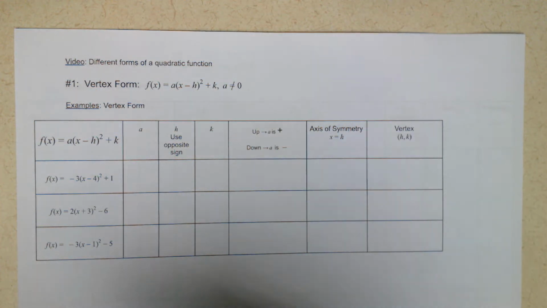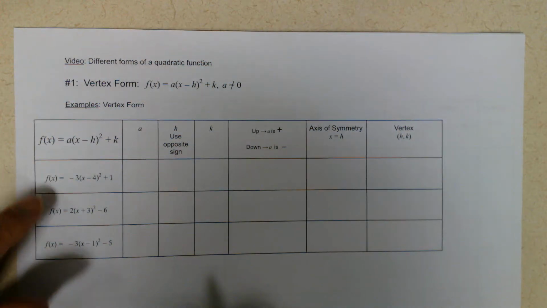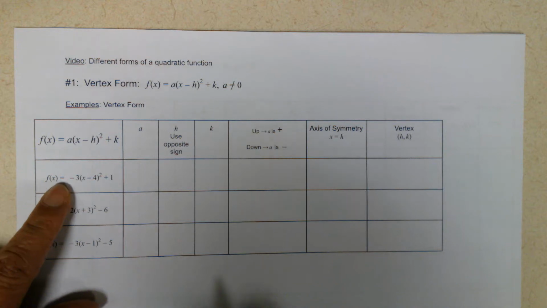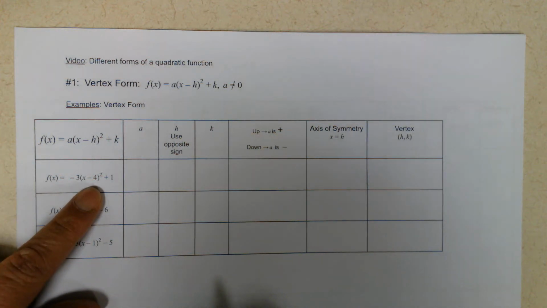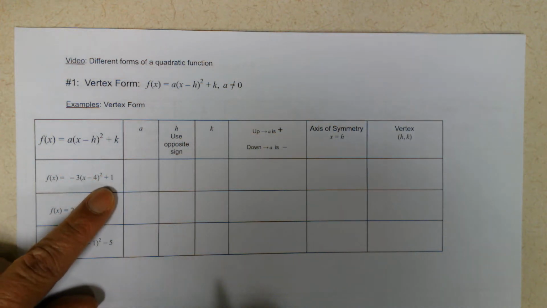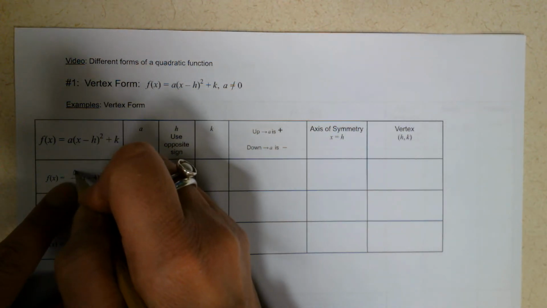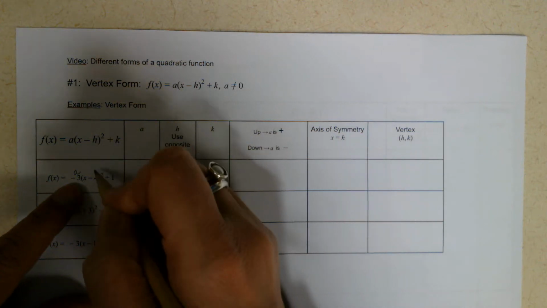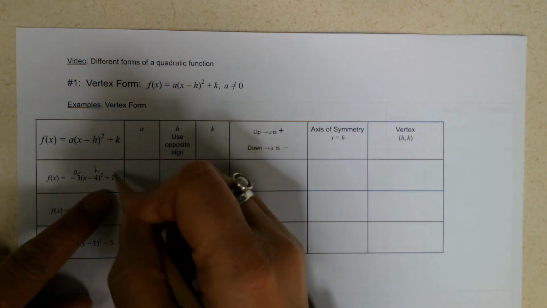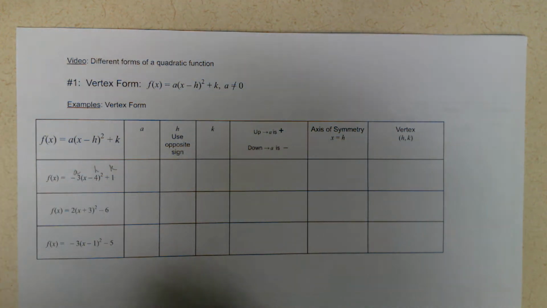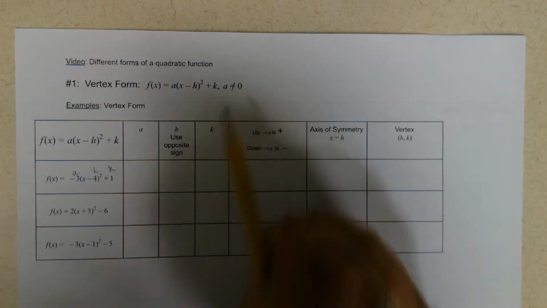So here are our examples for vertex form, and here's the information that vertex form provides. We have three different equations here. I'm going to go through one by one. The first one here is f of x equals -3 times the quantity x minus 4 squared plus 1. And above here, what I like to do is label my a, my h, and my k, because we're actually going to be pulling those numbers out. So as you can see, a, h, and k will be numbers, and a cannot be 0.